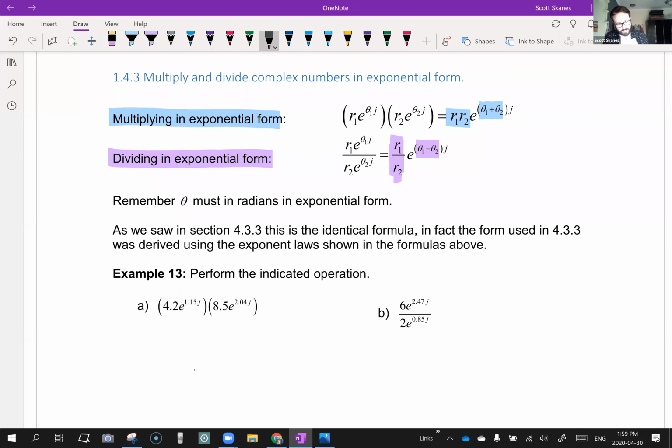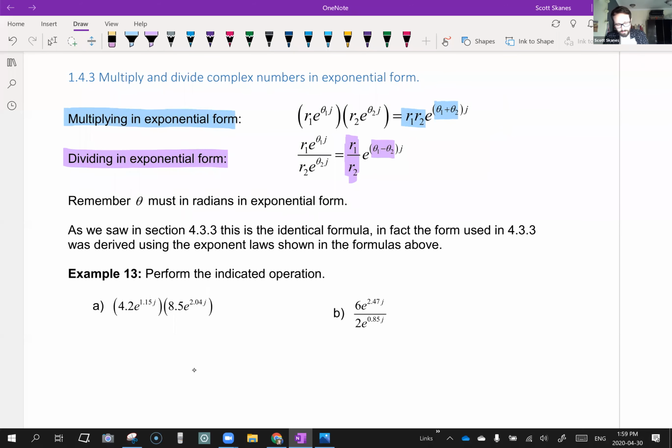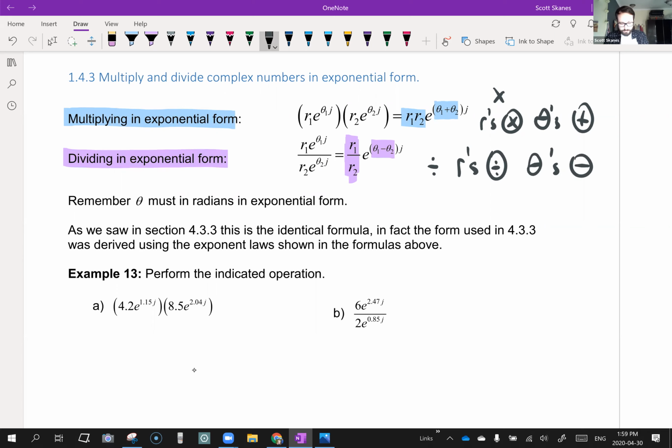So the way I like to summarize this is that when you multiply, the r's multiply and the thetas add. When you divide, the r's divide as normal and the thetas subtract. So you can think of it like the r's do exactly what you expect them to do. If you're multiplying, they multiply. The thetas do kind of like one simpler operation. So multiply turns into an add, which is kind of like multiplying, but not quite. And dividing turns into a subtract, which is kind of dividing, but not quite. All right, let's see this in action.